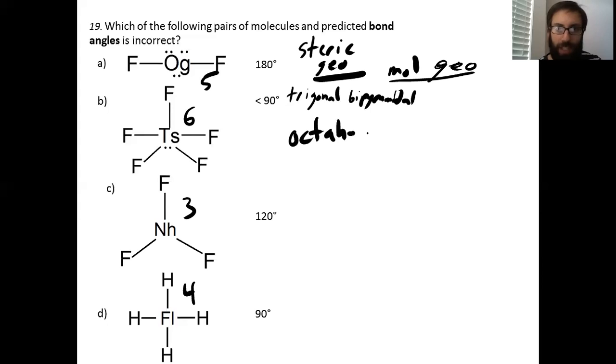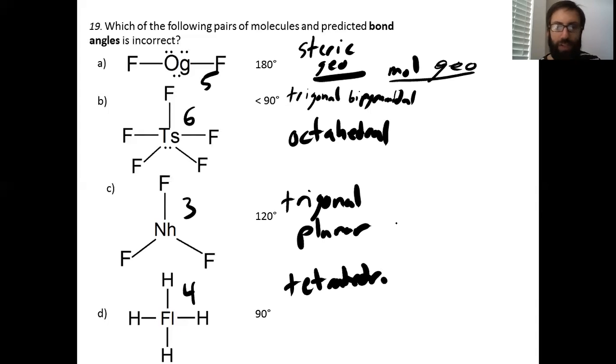For steric number 6, octahedron. Steric number 3, it's a trigonal planar. And steric number 4, it's tetrahedral. Okay, if we have lone pairs, our molecular geometry is not going to be the same as our steric geometry, right? And so we have 3 lone pairs here.